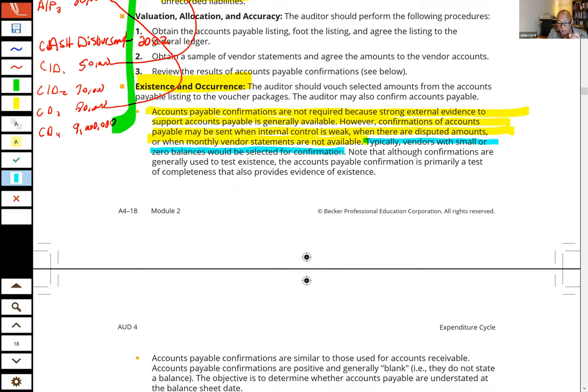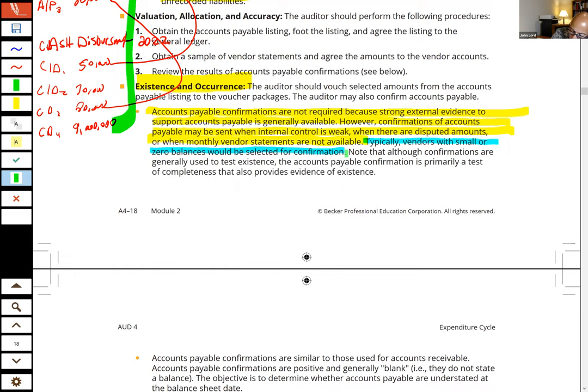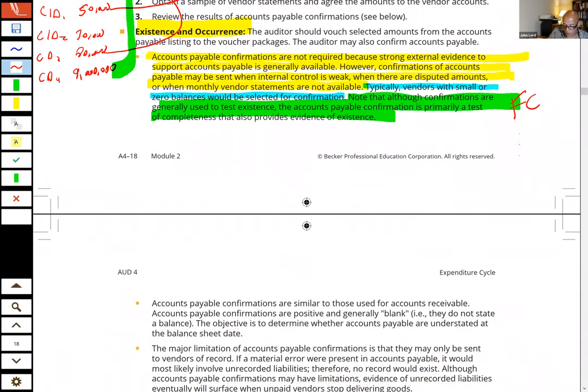And then I started showing them a bunch of questions that indicated that we were looking for the completeness assertion when we do a confirmation of accounts payable. So they were stubborn, and rather than move it under completeness, they left it under existence, and then they decided to argue with themselves and say that although confirmation is generally used to test existence, accounts payable confirmation is primarily tested for completeness. Then put it under completeness instead of under existence. But that's okay. We'll let them do that, okay? But it really is a completeness test when you send out accounts payable confirmations.